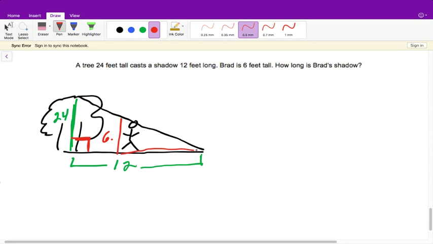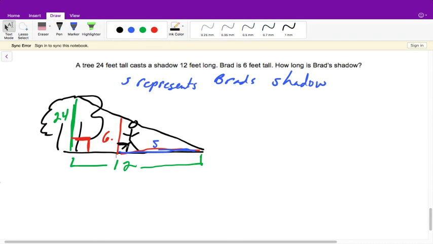And now we want to know how long is Brad's shadow. And Brad's shadow would be this portion. So I'm going to put S for shadow. So S represents Brad's shadow. All right, now I have two similar triangles because when Brad is standing here, it's also going to create a right angle. So through angle, I know I have two similar triangles.